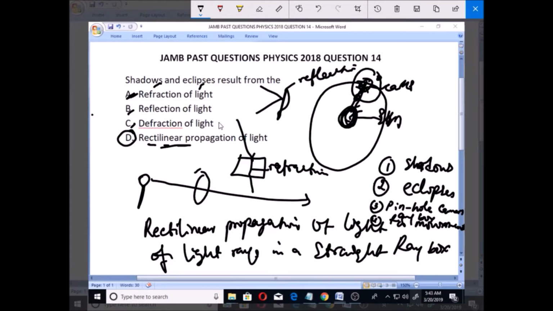So these are different motions of light, but the movement of light that is responsible for shadows, eclipses, pinhole camera effect, and the ray box effect is the movement of light in a straight line, which is also known as rectilinear propagation of light.